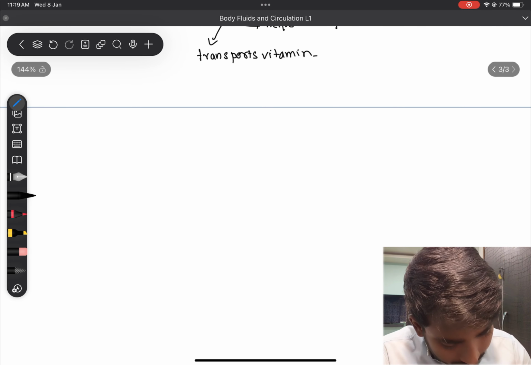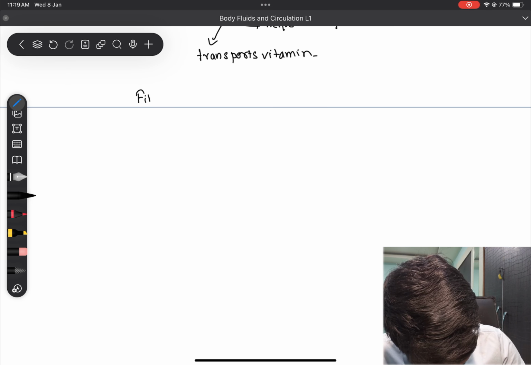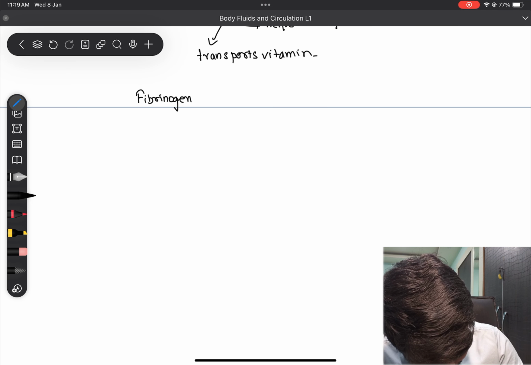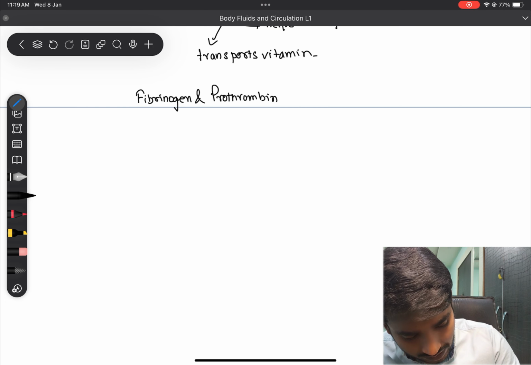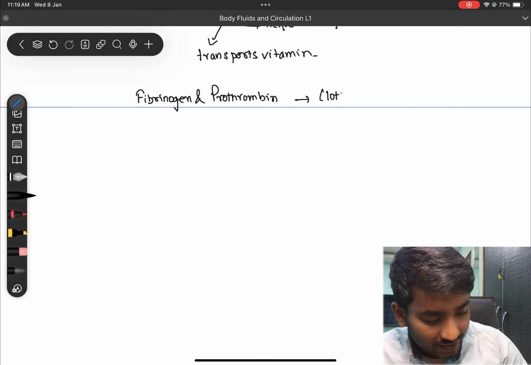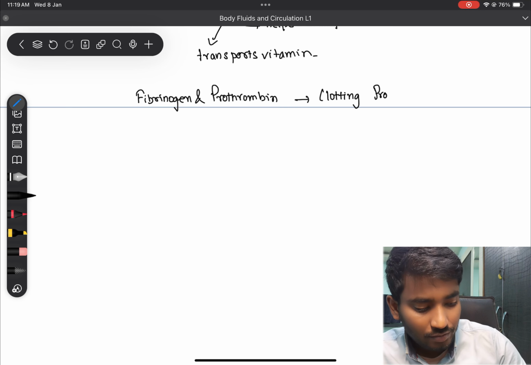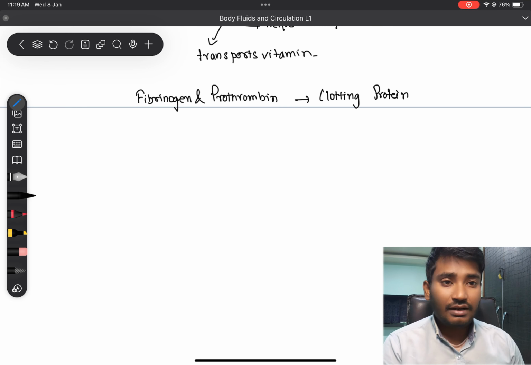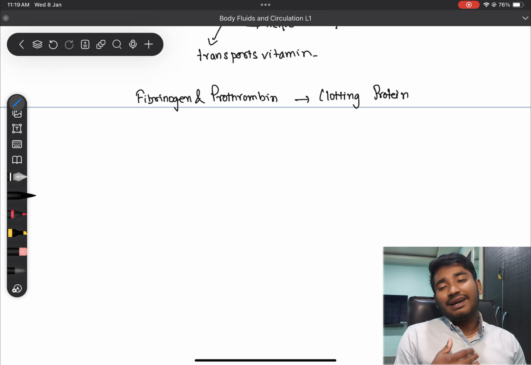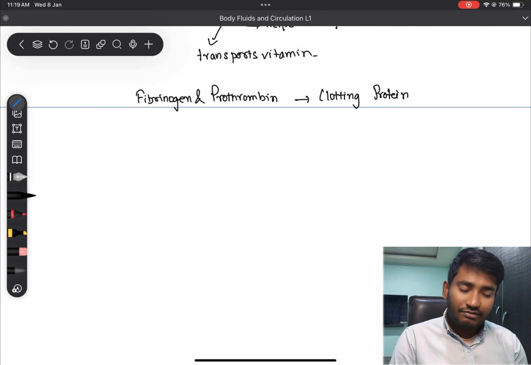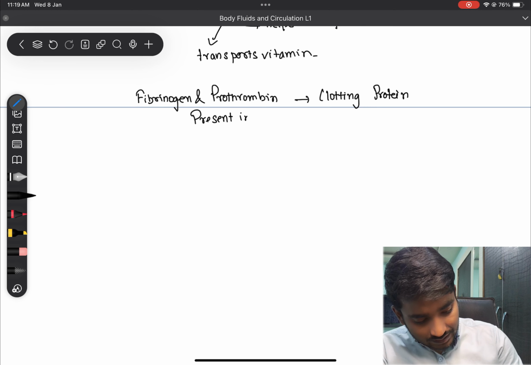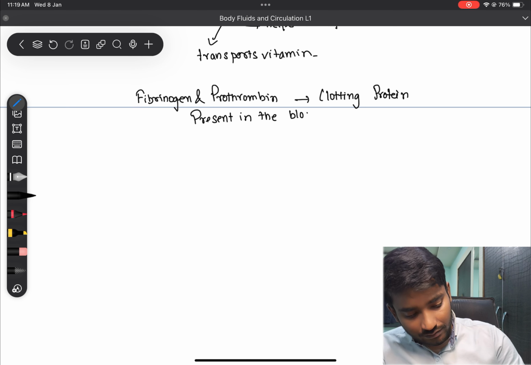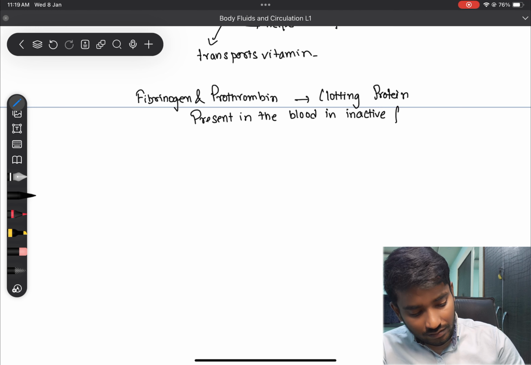Okay. Now we come to the next, fibrinogen and prothrombin. Fibrinogen and prothrombin are the clotting proteins, also made in the liver. Maximum clotting factors are formed in the liver. Clotting proteins are present in the blood in inactive form.